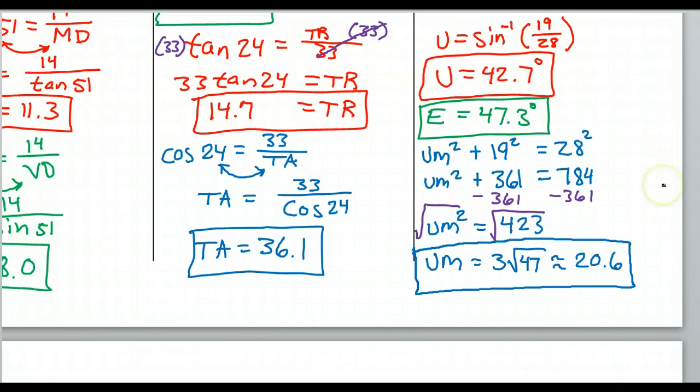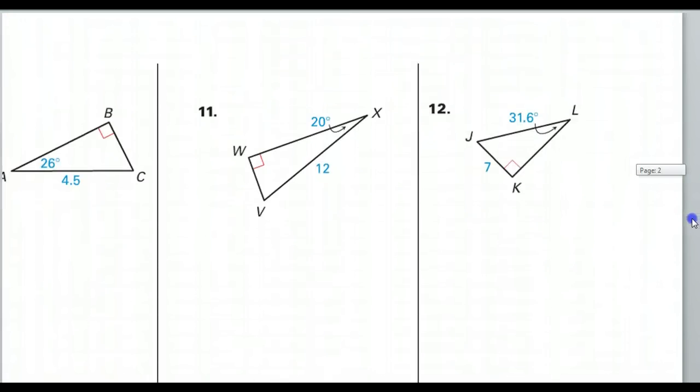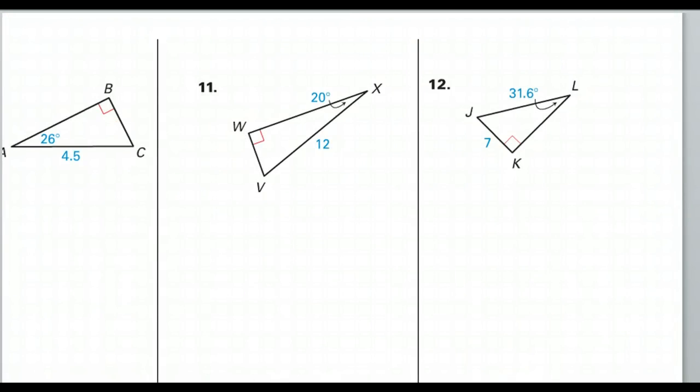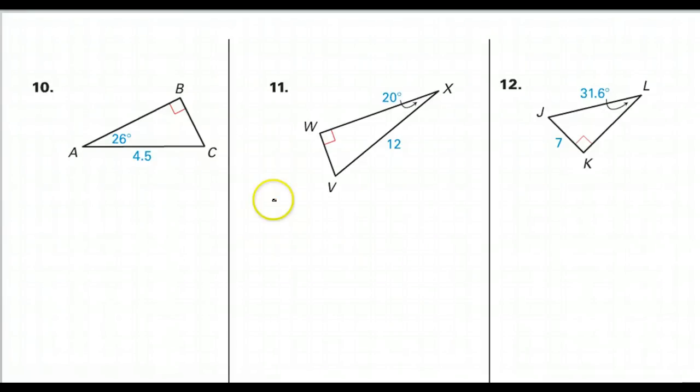All right, let's move on. All right, number 10. Let's see. So we've got, what do we want to find first? Let's go ahead and find AB. You know what? No, let's get angle C out of the way first.